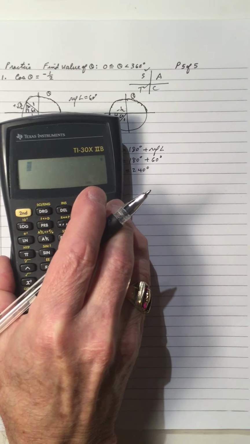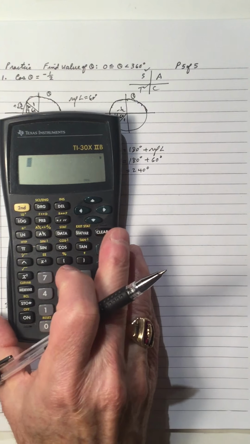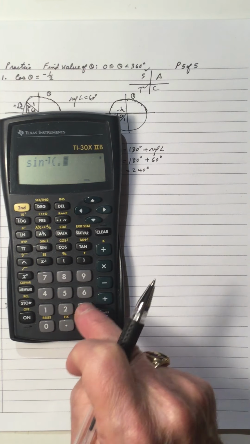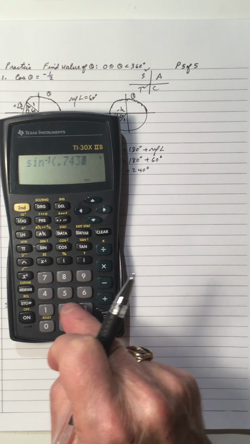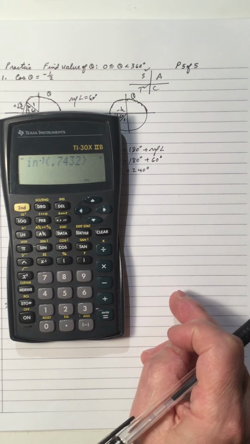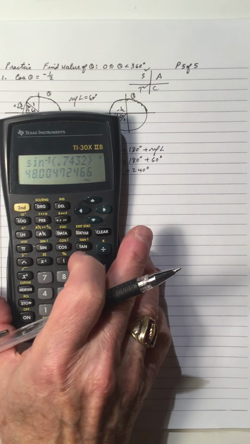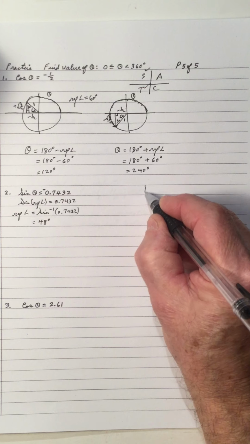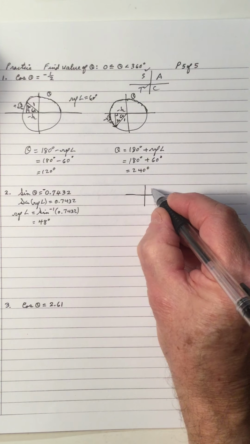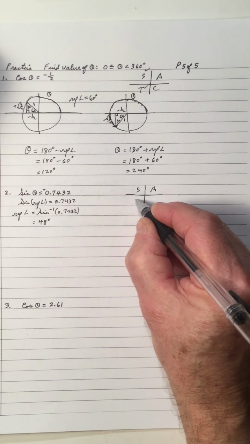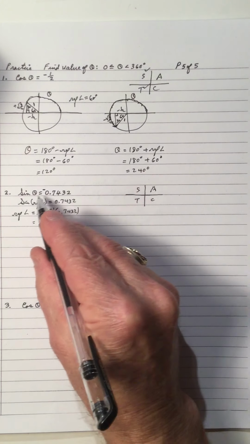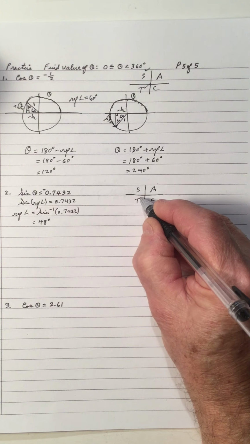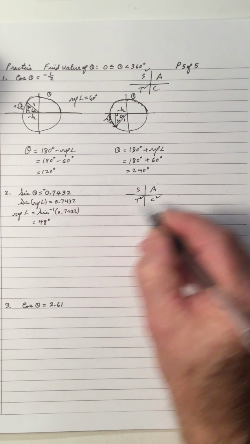So I'll show you on the calculator now. We have inverse sine of decimal 0.7432. And as you can see, 48 degrees. But we have to find out what quadrants to put it in. So we're going to use the ASTC rule. Sine is positive in 1 and 2, so it's negative in 3 and 4.